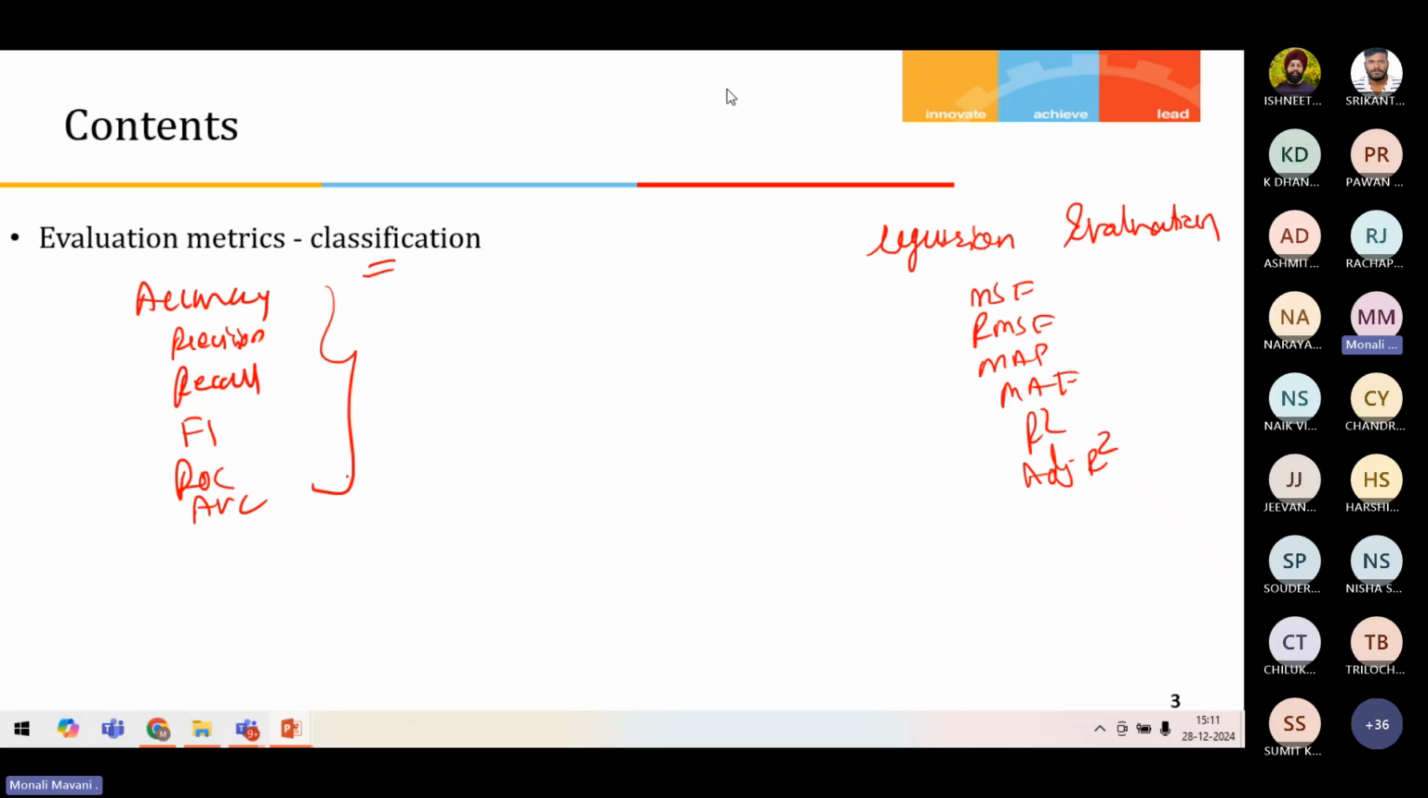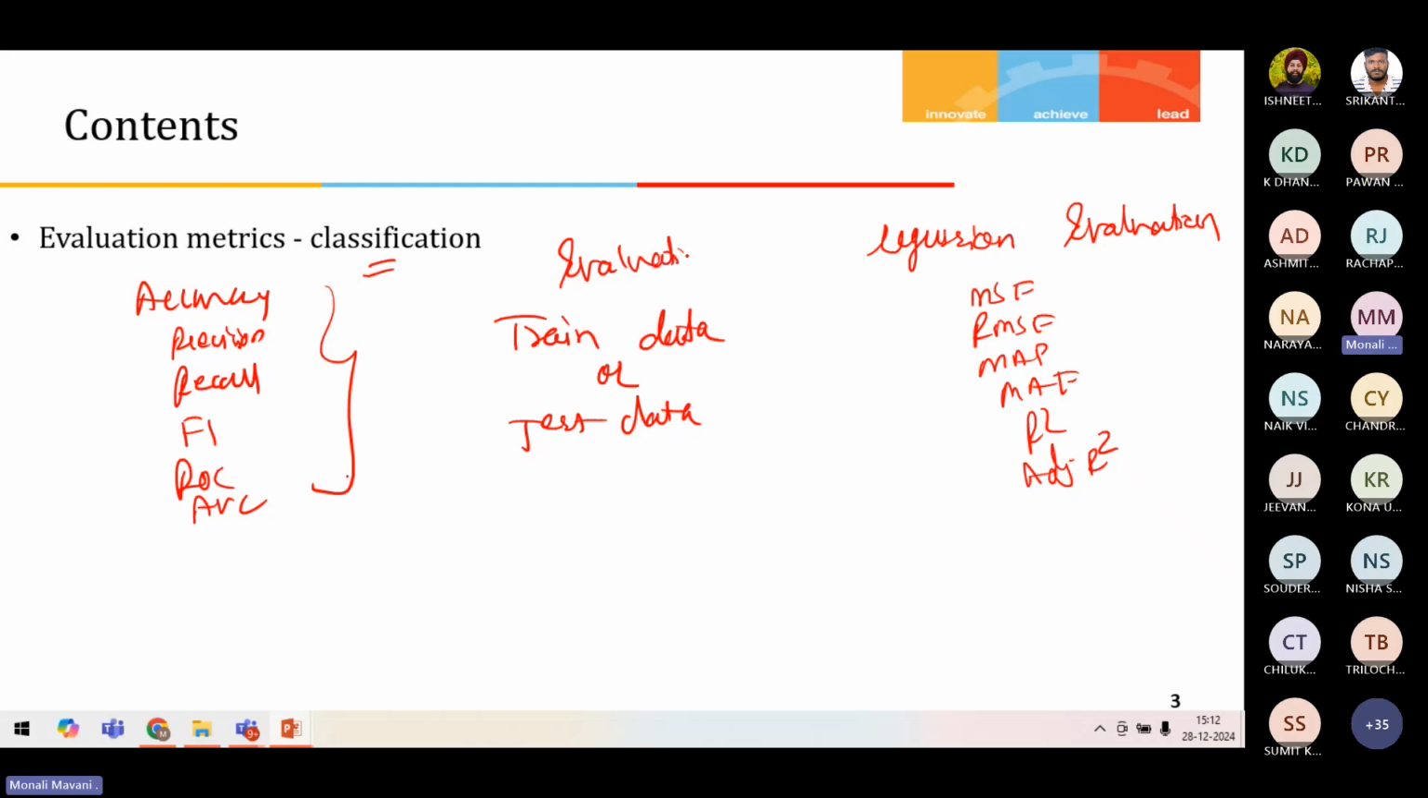Before I go ahead with the classification metrics, what is the use of these evaluation metrics? How do we use them? When do we use them? To determine how the model is performing. On trained data or test data? Train data.